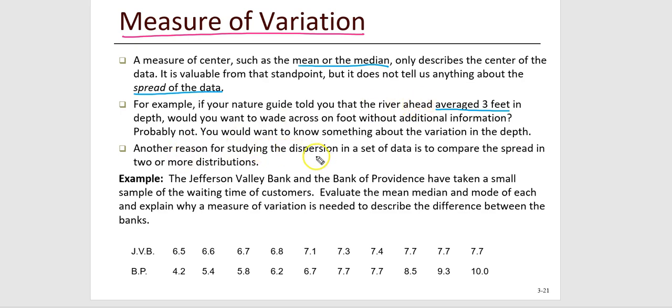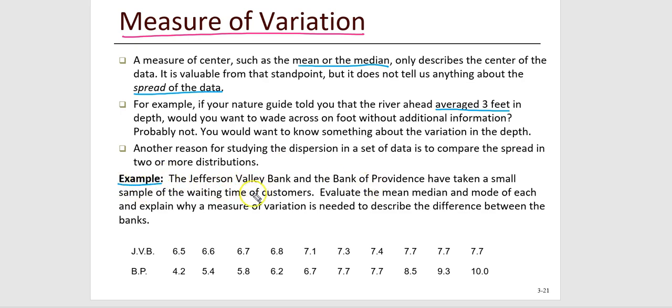So you need some type of measure of variation for data sets. Another reason for studying the dispersion or variation in a set of data is to compare the variation between 2 or more distributions. It's very important when you have distributions to understand variation in them. This is a very important concept in quality control in many different industries. For example, let's take a look at this problem.